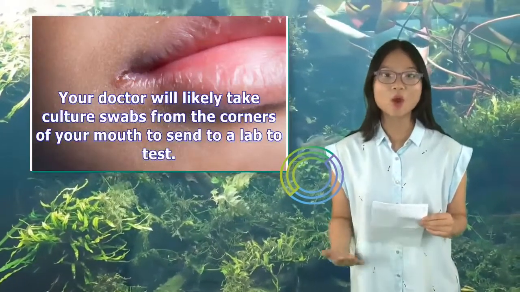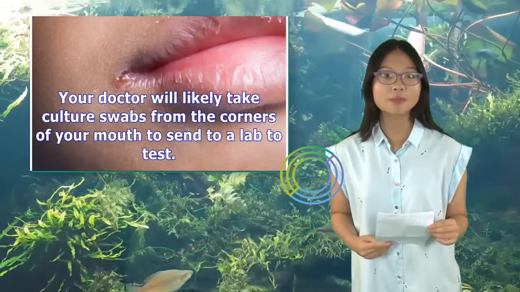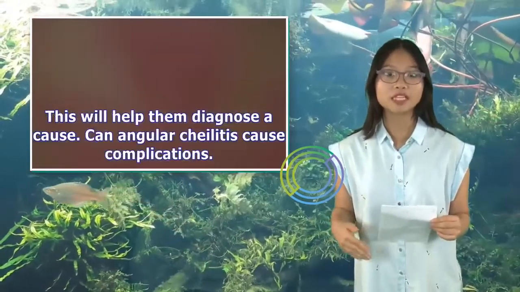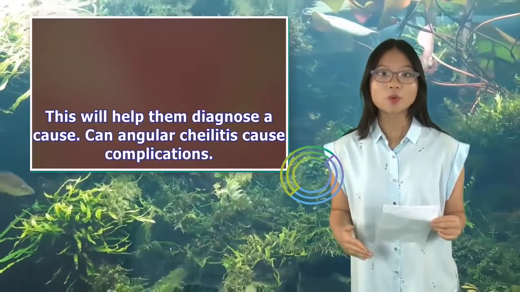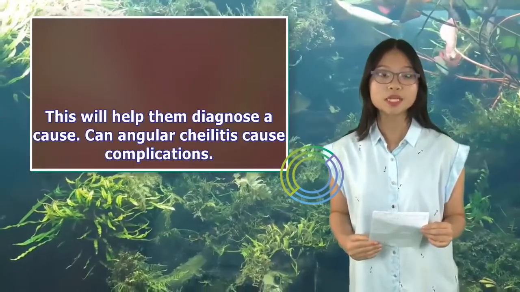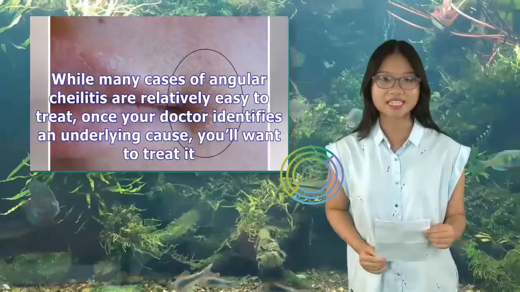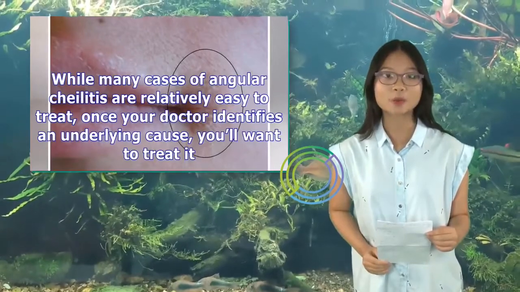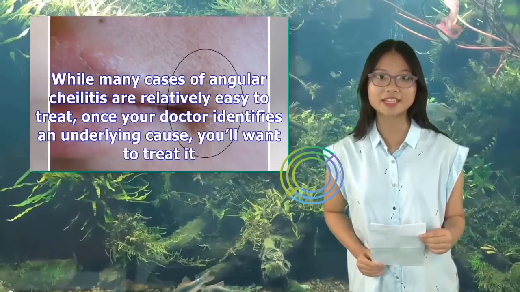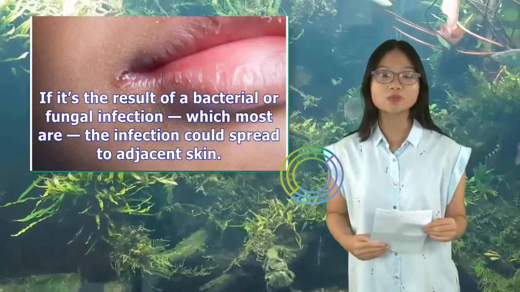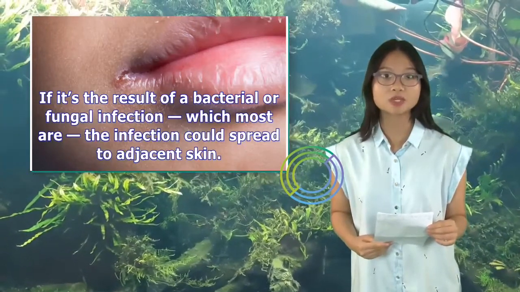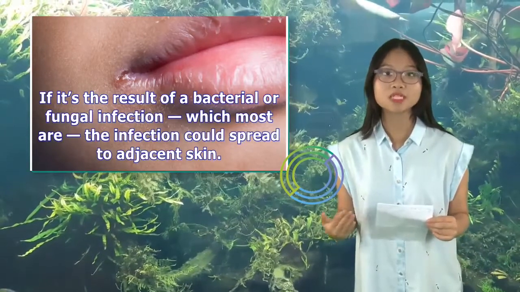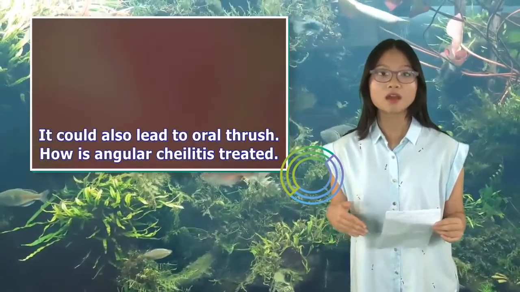Your doctor will likely take culture swabs from the corners of your mouth to send to a lab to test. This will help them diagnose the cause. Can angular cheilitis cause complications? While many cases of angular cheilitis are relatively easy to treat once your doctor identifies an underlying cause, you'll want to treat it. If it's the result of a bacterial or fungal infection, which most are, the infection could spread to adjacent skin. It could also lead to oral thrush.